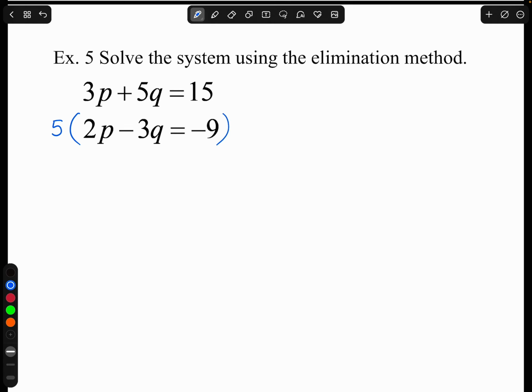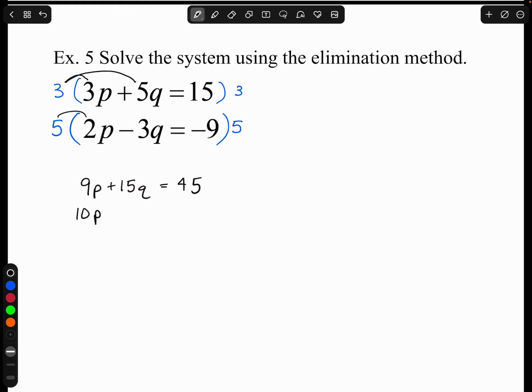So I'll tell you what I'm going to do. Since the q's are already opposite signs, I'm going to multiply this one by a 5, and I'm going to multiply the top equation by a 3. Let's see what we get. Oops, make sure I don't make a boo-boo there. This is supposed to be a 5. There we go. So 3 times 3p is 9p. 3 times 5q is 15q. And 3 times 15 is 45.